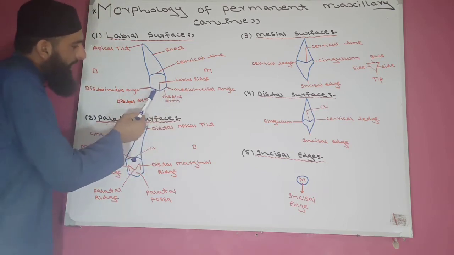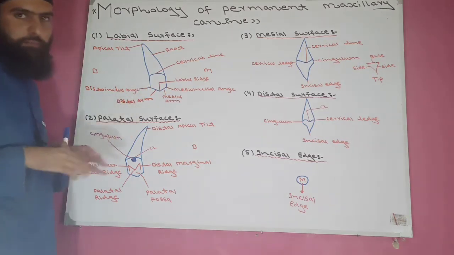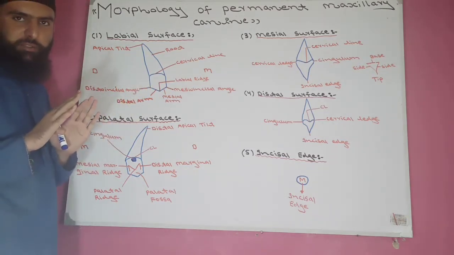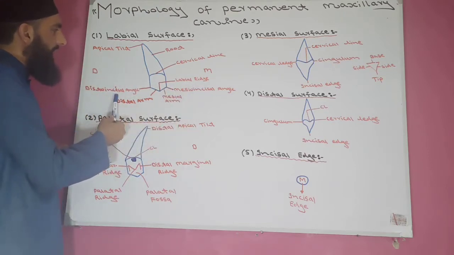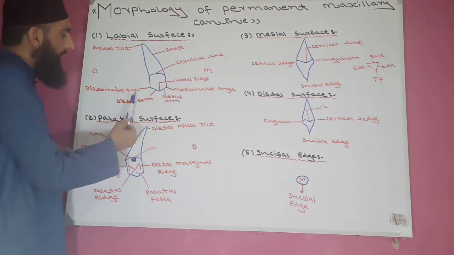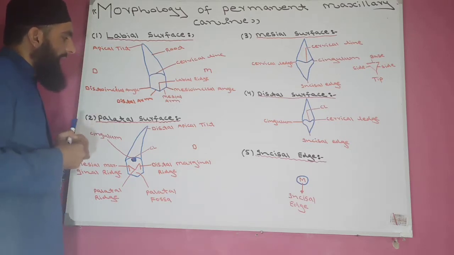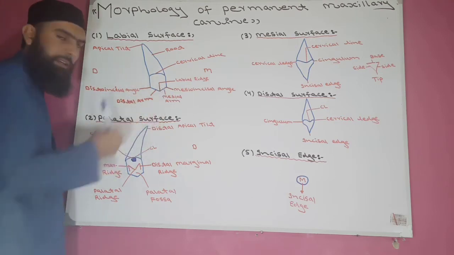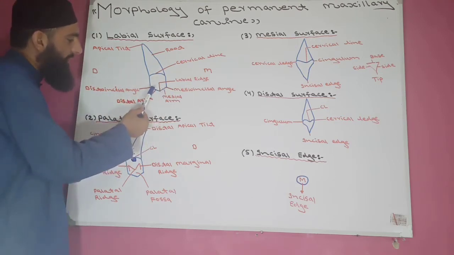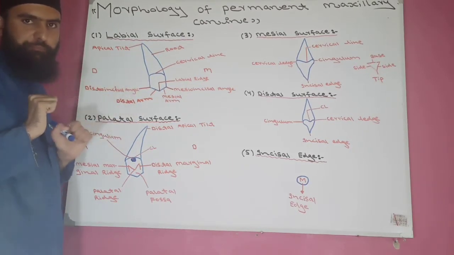The fourth important structure, the structure present between the mesio-incisal angle and the incisal edge, is known as the mesial arm, and the structure present between the incisal edge and the disto-incisal angle is known as the distal arm. These five structures are present on the labial surface: number 1 mesio-incisal angle, number 2 disto-incisal angle, number 3 labial ridge, number 4 mesial arm, and number 5 distal arm. Now, the length of the distal arm is more than the mesial arm. This is the labial surface morphology.